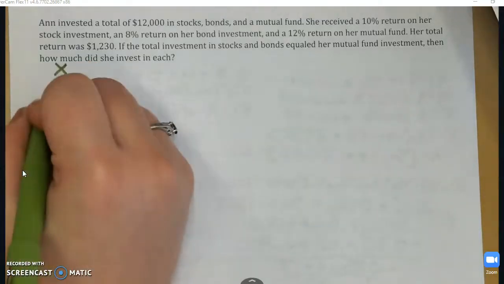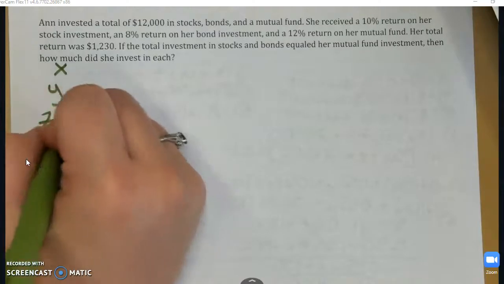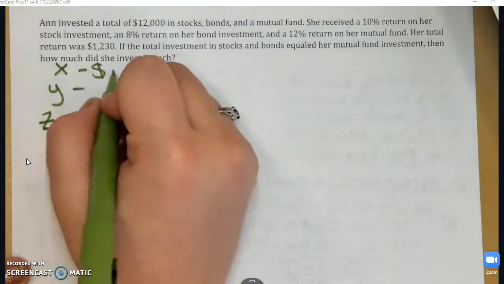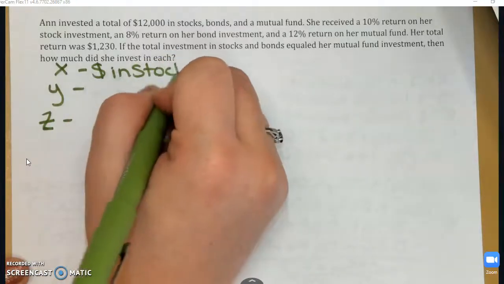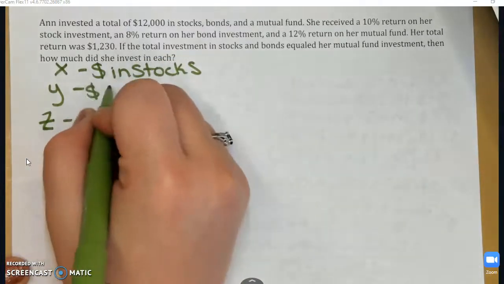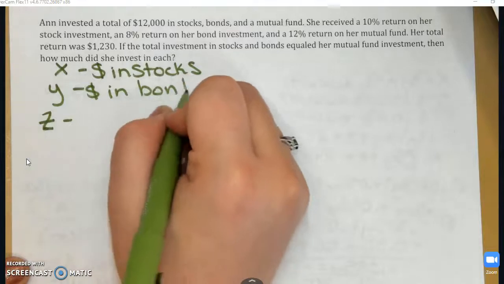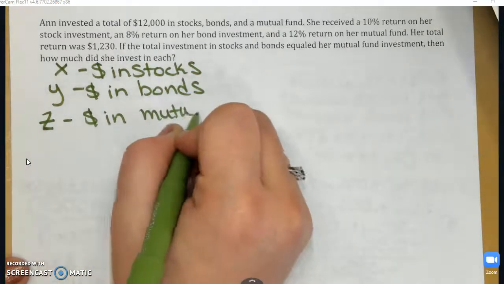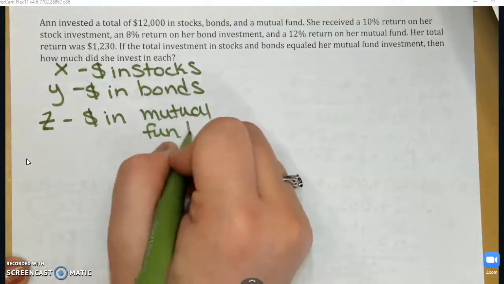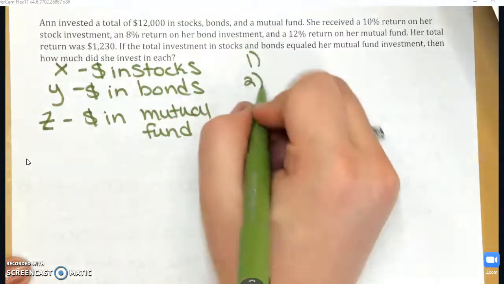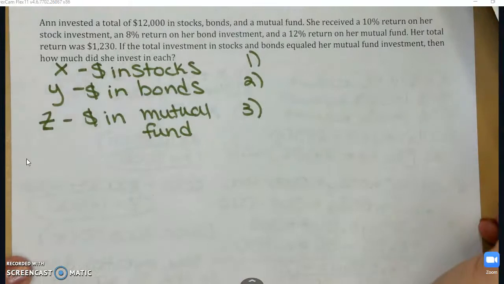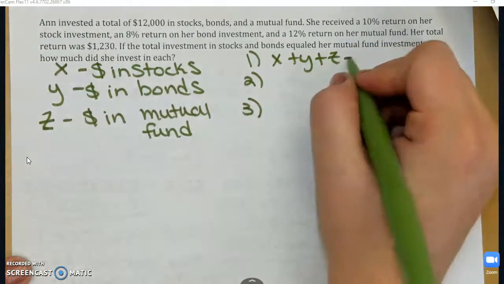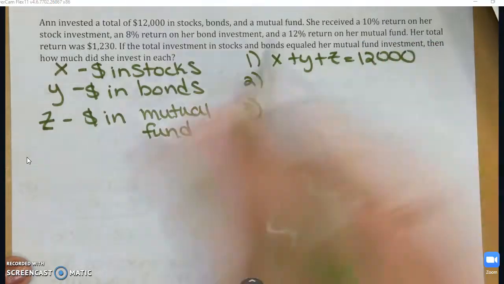So again, first step, define our variables, X, Y, and Z. I'm going to let X be the amount she's investing in stocks. I'm going to let Y be the amount she's investing in bonds, and I'm going to let Z be the amount she's investing in the mutual fund. Okay, let's write 3 equations. If she's investing a total of $12,000, that means X plus Y plus Z is going to be 12,000.